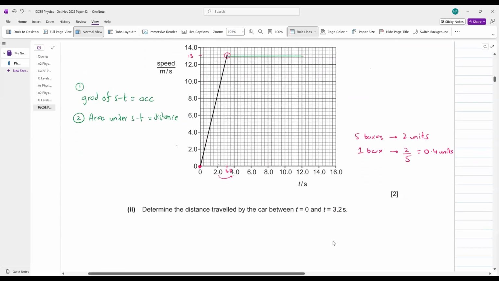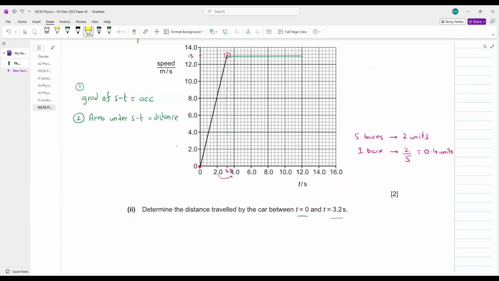Now you have to calculate the distance traveled from time t equals 0 till time t equals 3.2 seconds. तो what do you have to calculate? हाँ जी, आपको क्या calculate करना है? You have to calculate the area under this triangle. आपने क्या calculate करना है बेटा? The area under this triangle. Like this. ठीक है.